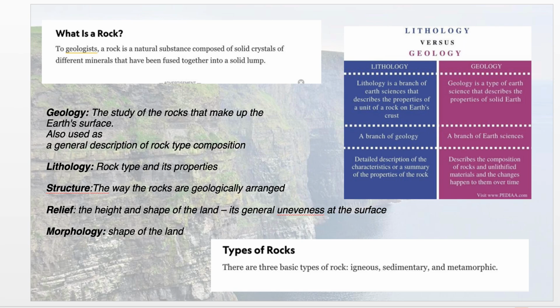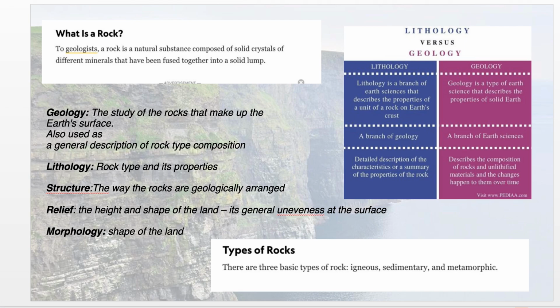So there's some confusion over the terms lithology and geology generally. The word geology really means the study of the rocks that make up the Earth's surface. Like geography means the study of the world, geology means the study of the rocks. However, we use that term geology interchangeably really to describe the general description of a rock type, so its composition, and this box on the right here gives a little summary if you want to pause the video and have a think about that.